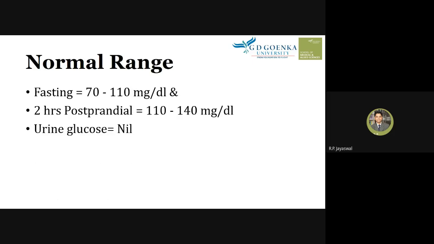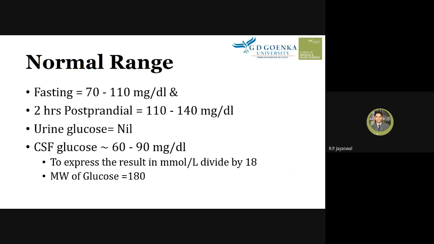Urine glucose, usually there is no glucose in the urine normally, and CSF glucose is 60 to 90 mg per dL. To express the result in millimole per liter, divide by 18. In some laboratories, they give the result of glucose in millimole per liter, but in some laboratories you can see they give the result in mg per dL.